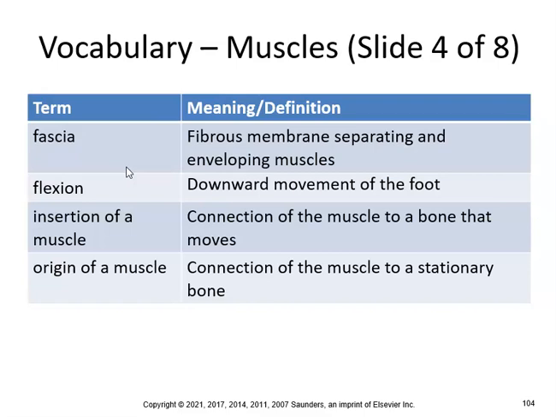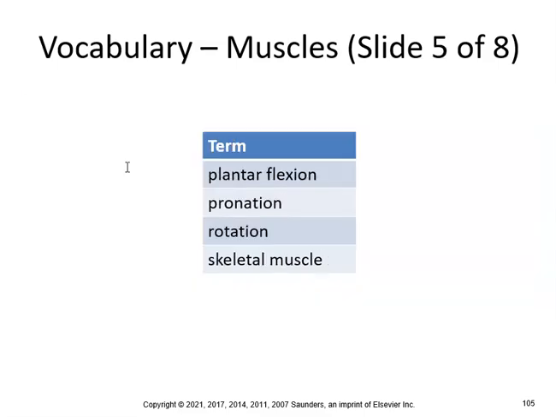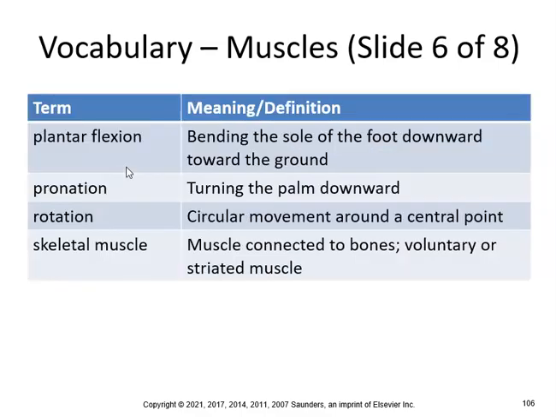Flexion, downward movement of the foot? That would be more plantar flexion, because you can have flexion of your shoulder, flexion of your elbow. So flexion in itself means decrease in the joint angle, but plantar flexion would be downward movement of the foot. Insertion of a muscle is the connection of the muscle to a bone. Origin is the connection of the muscle to a stationary bone. Then you have plantar flexion, pronation, rotation, skeletal muscle. Plantar flexion, again, is bending the sole of the foot downward toward the ground.